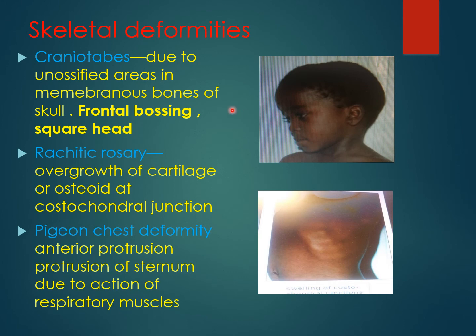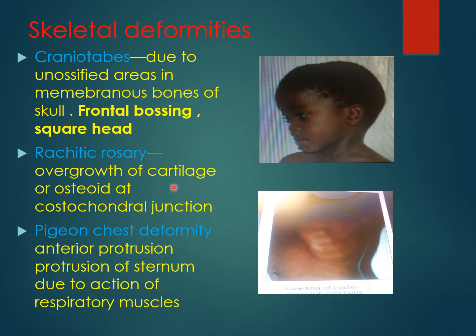Now, what are the skeletal deformities in rickets? Craniotabes is a term used when you press the occiput, it becomes flattened out, and in case of parietal bones, when you press and release the pressure, it will recoil like elastic recoil. Then because of the excessive laying down of the osteoid matrix, there is frontal bossing and square head.